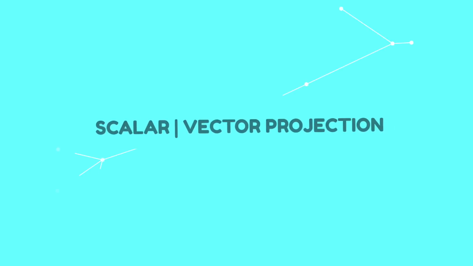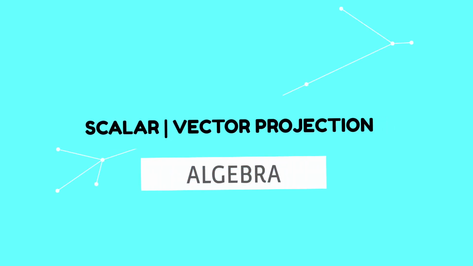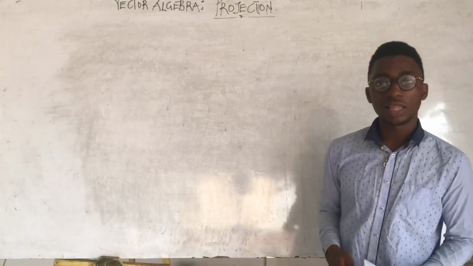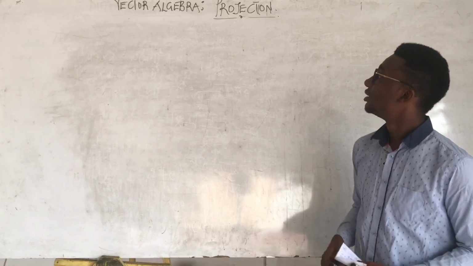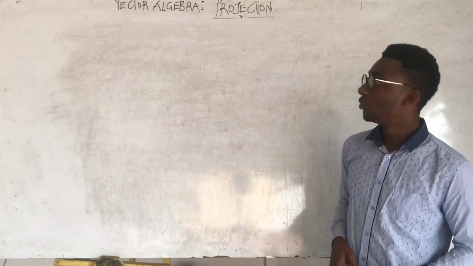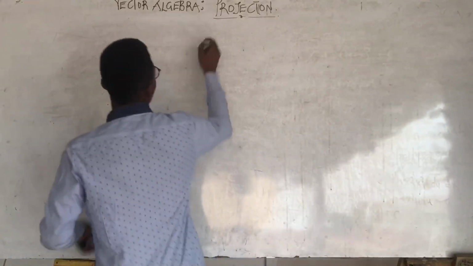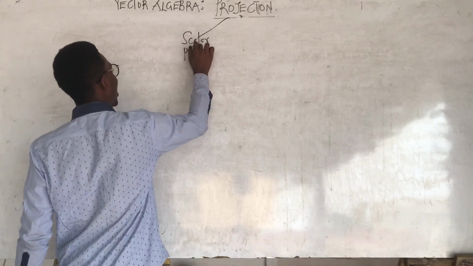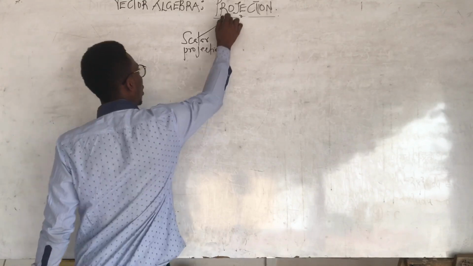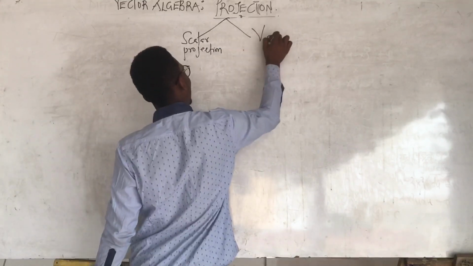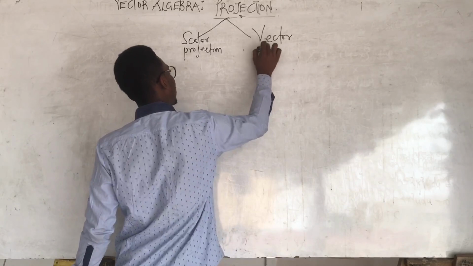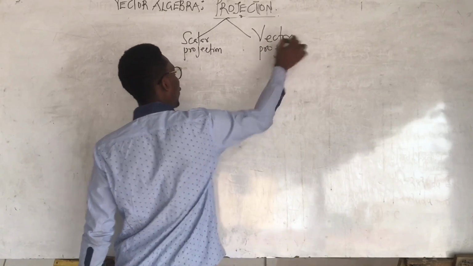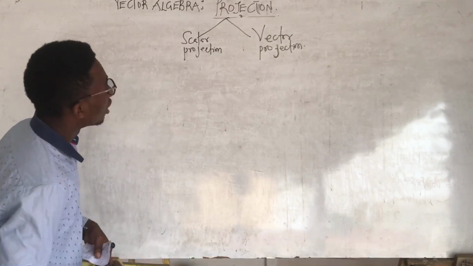Scalar and vector projection. Okay, class, today we're looking at projection under vector algebra. The projection we're looking at comes in two forms. One, the scalar projection, and two, the vector projection. So we look at both the scalar projection and the vector projection.